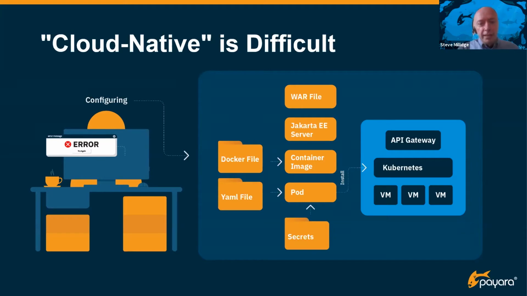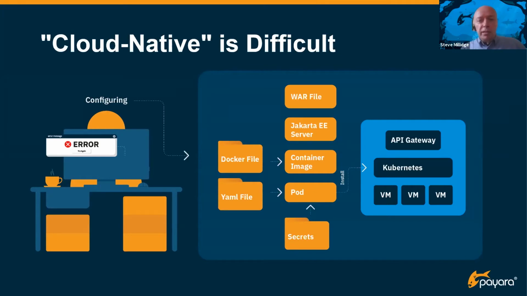And then if you want to get this working on Kubernetes, you need to take that container image and wrap it up in a whole load of YAML files to define what is your pod or your service within Kubernetes. And that requires, as I said, a lot of textual editing of text files, which are quite esoteric, and a lot of boilerplate text.